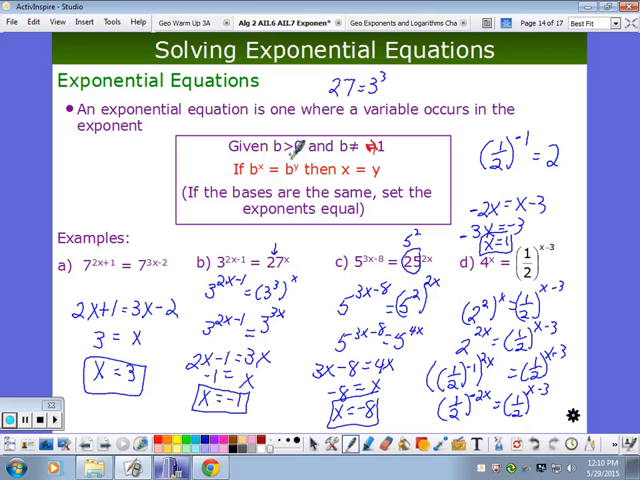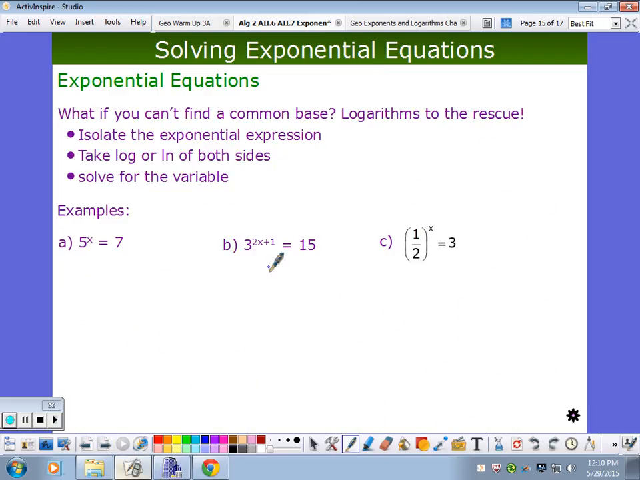Okay. Well, what if they can't get a common base? There is no common base. So like I'm looking here at 5x to the 7. Can a 5 and a 7, can we ever get them to have the same base, or at least easily? No. I can't think I can do that. So now here's why we learned about logarithms. One of the reasons we need logarithms. So we're going to solve this equation using logarithms.